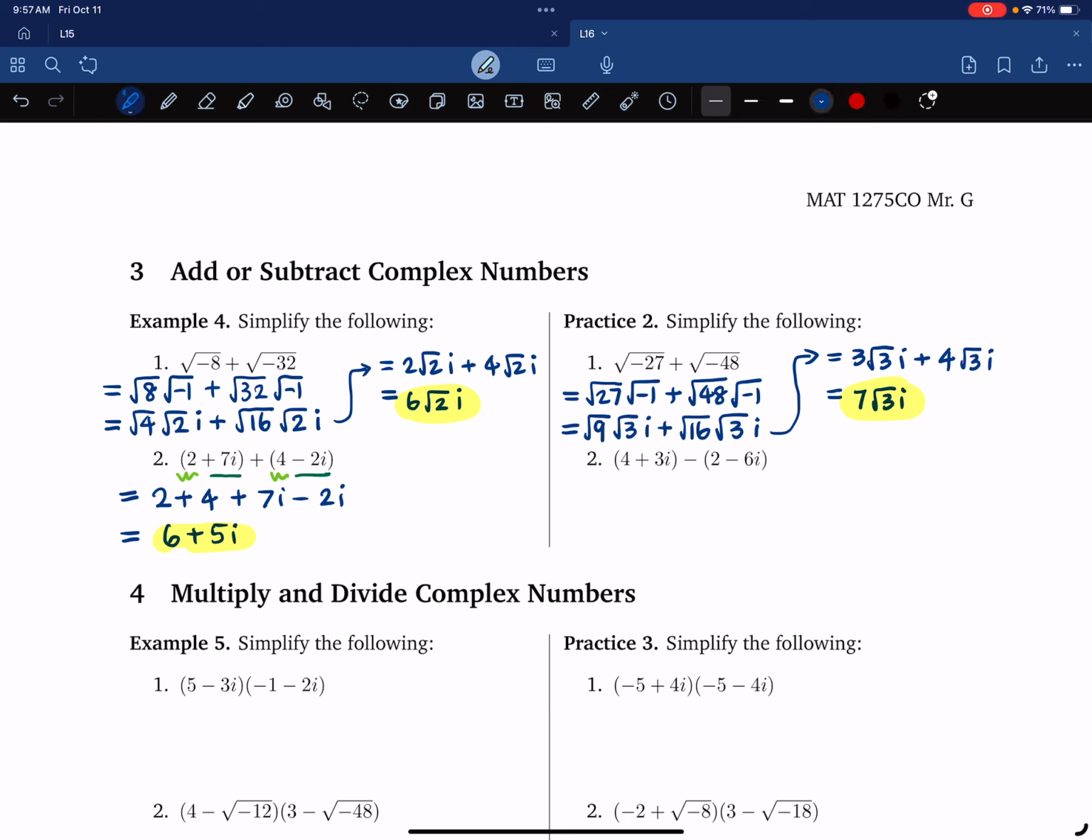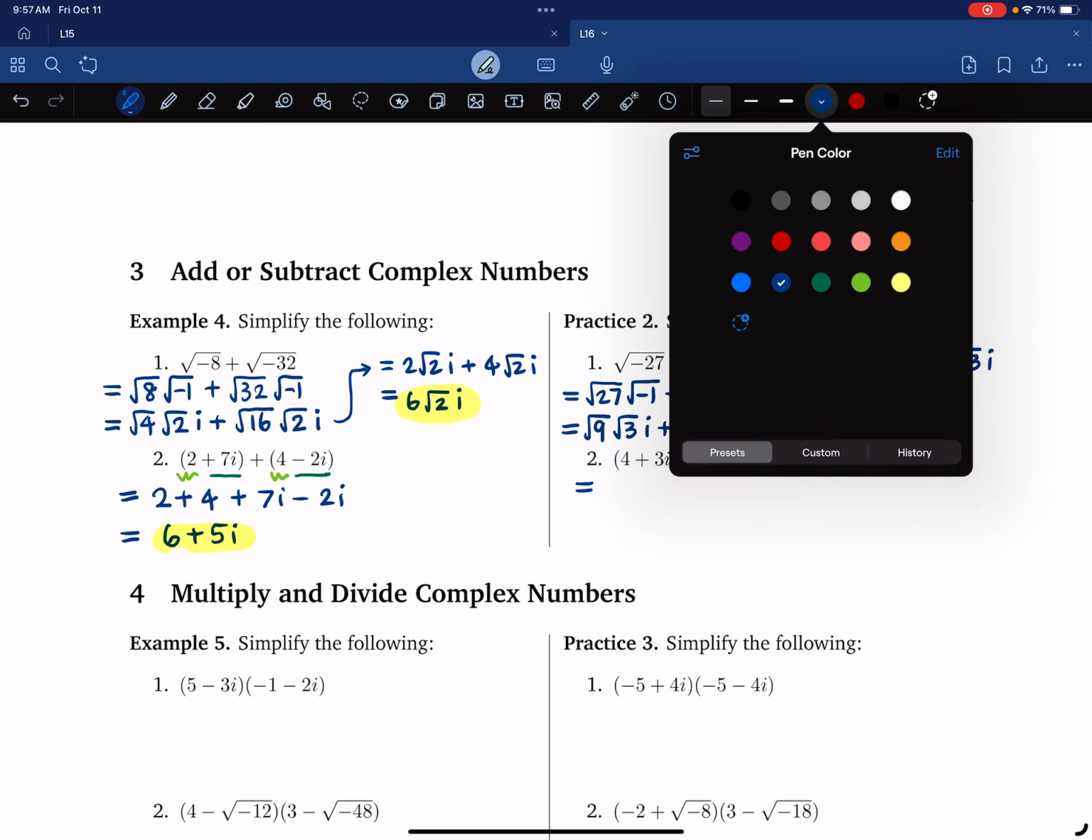On the right hand side, let's do this one together because this one is subtraction. You might have some difficulty with this one. So for this one, when you subtract, you're going to do the same thing. You're going to subtract the real numbers and subtract the imaginary numbers.